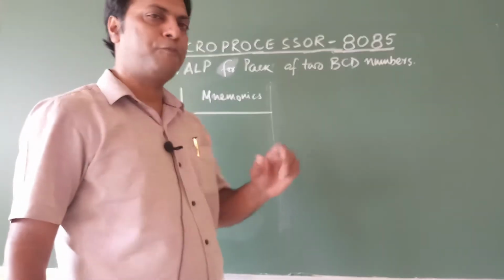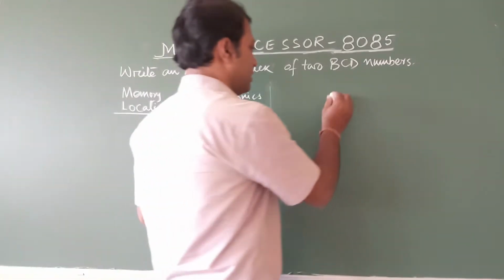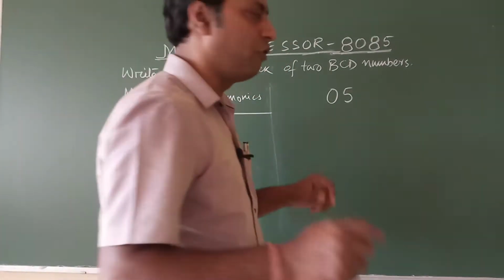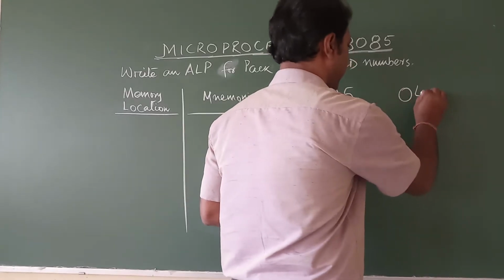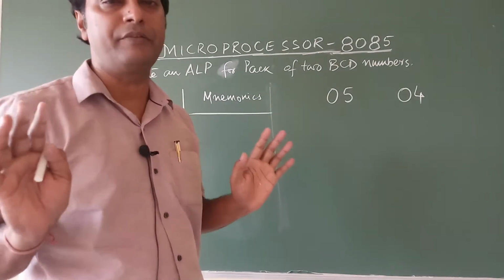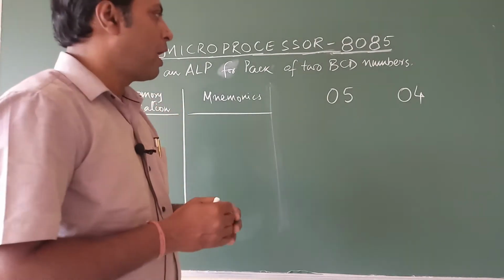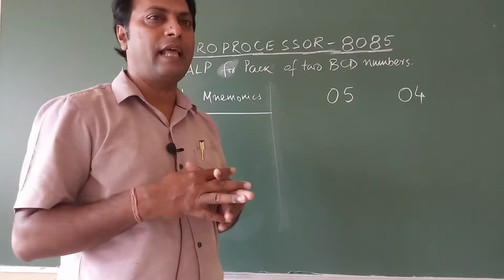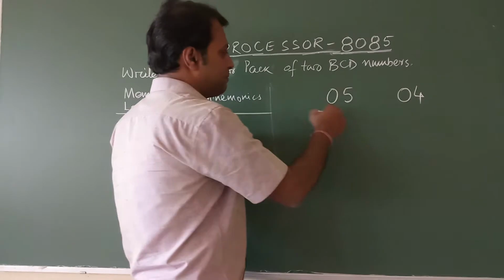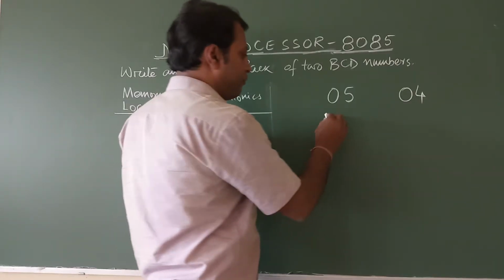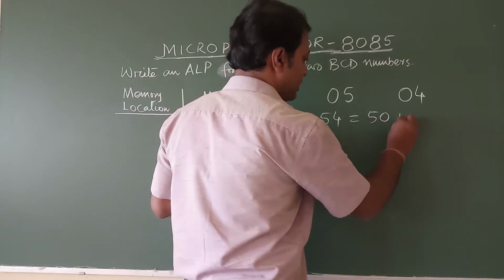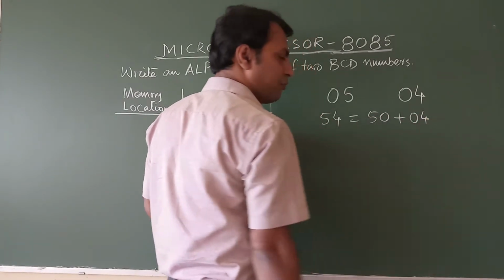Suppose we have 2 BCD numbers. One is 05, another one is 04, and we wish to make a number that is 54. Okay, but these BCD numbers you have to convert in hexadecimal. Now these BCD numbers 05 and 04, 54 is our ultimate result. So we may say 54 is equal to 50 plus 04.